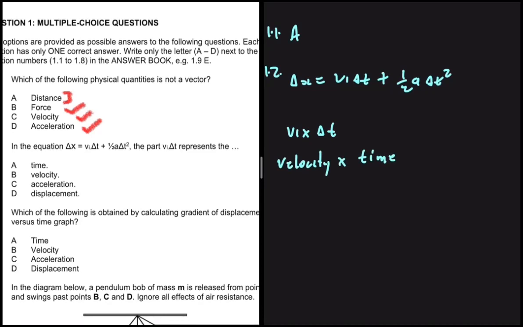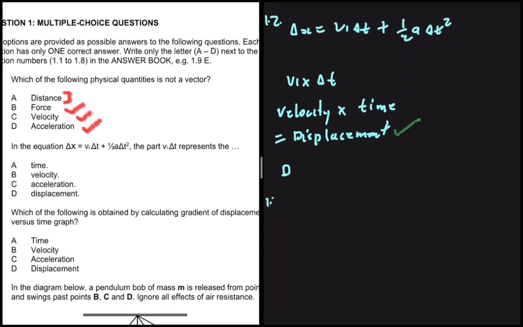Velocity multiplied by time gives you what? It gives you displacement. So the answer to 1.2 is D, because Vi multiplied by delta t will give you the displacement.